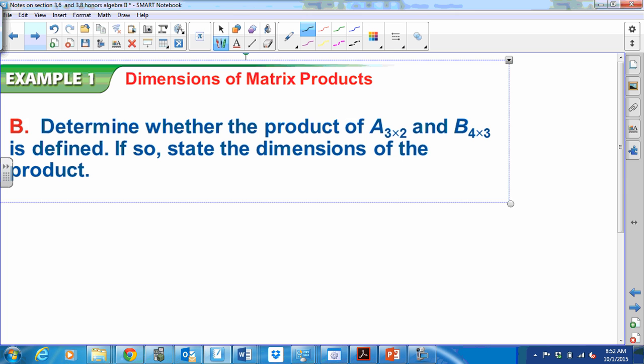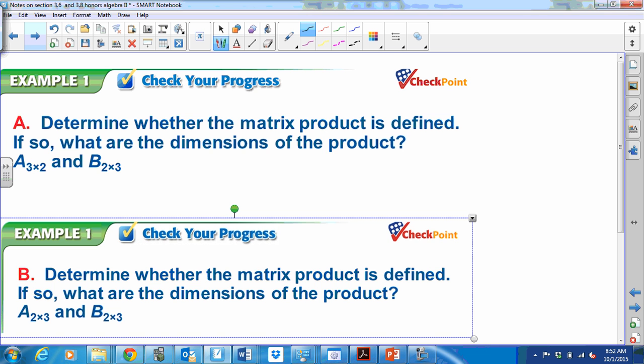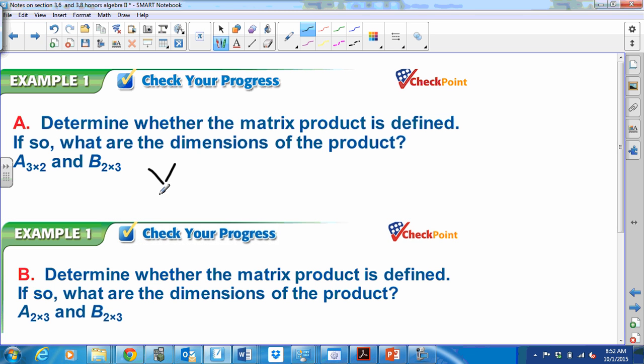And can you multiply a 3 by 2 matrix by a 4 by 3 matrix? You look at these two numbers. If they don't match, you cannot do it. So same thing here. Yes, you could do this one. And down here on the bottom, no, you couldn't do this.